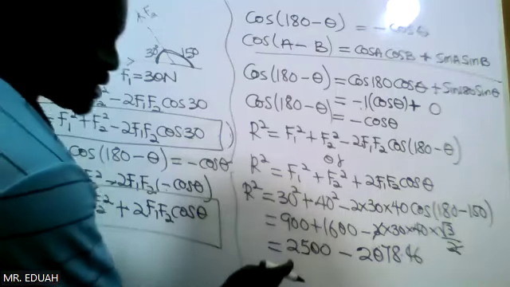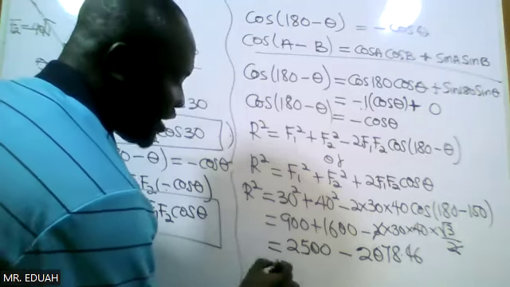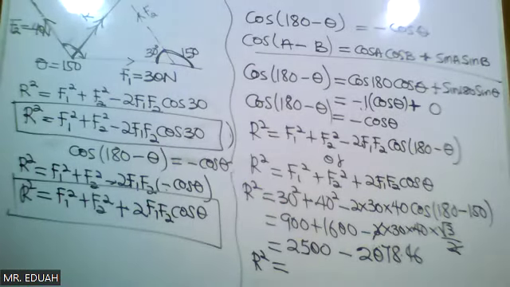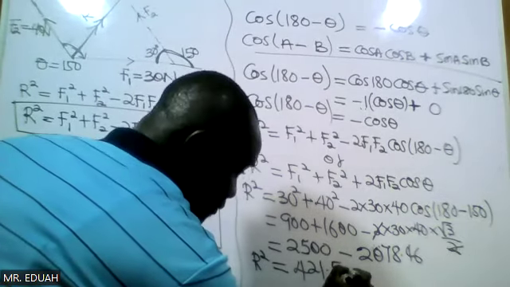So subtract 2078.46 from 2,500. What's the answer? 421.539, which is 421.54.